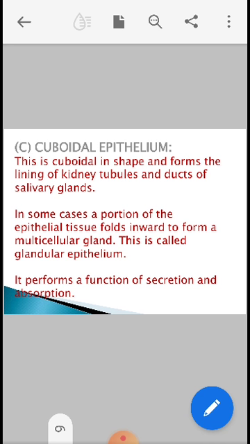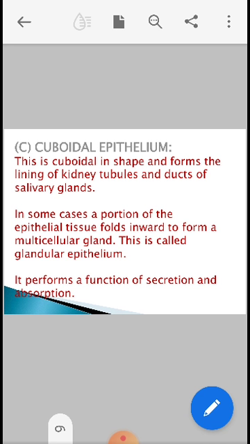Now sometimes what happens is that a portion of the epithelial tissue folds inward to form a multicellular gland. It goes inside, folds like this, and after folding it forms a gland, and thus it is termed as the glandular epithelium.